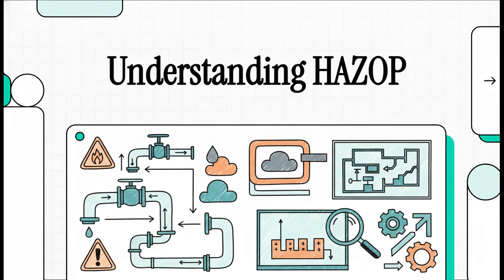So today, we're going to unpack one of the most powerful tools in industrial safety, the HAZOP study. For decades, it's been considered the absolute gold standard for preventing disasters in really complex plants. And we're about to find out exactly why.